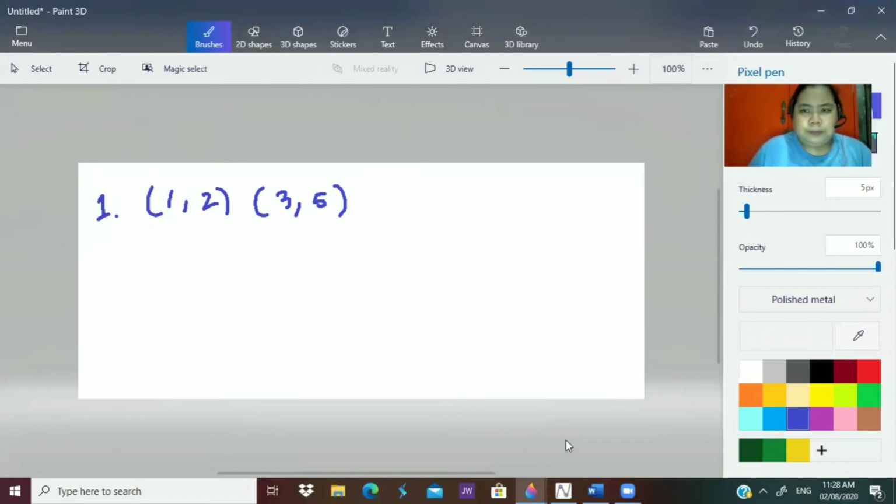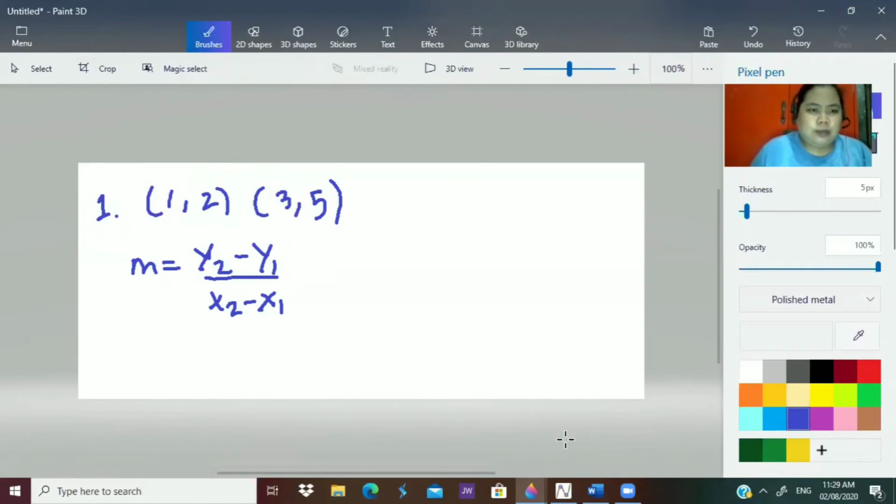So as you can see, our given is both located in quadrant 1 kasi parehas silang positive. Positive numbers, yung 1 and 2, 3 and 5 is also positive numbers. But the quadrant doesn't matter. Okay, ni-recall lang natin. So let's have the formula y sub 2 minus y sub 1 all over x sub 2 minus x sub 1. So we're going to write down the label. So here x sub 1, y sub 1, x sub 2, y sub 2.